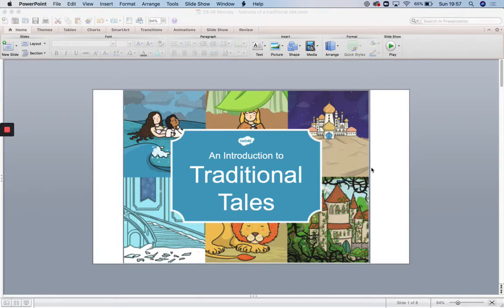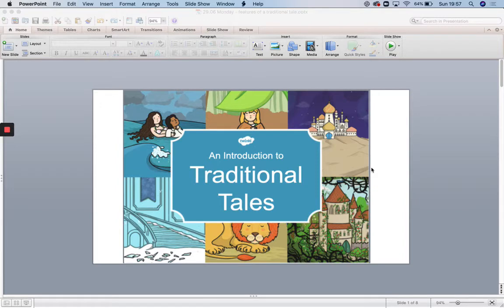Now last week you started to look at the story of Little Red Riding Hood. Hopefully you will have sequenced the story, you will have used some adjectives and had a look at the story in a bit more detail, writing some instructions and a book review. So for the next 3 weeks we're going to work towards writing our very own traditional tale.